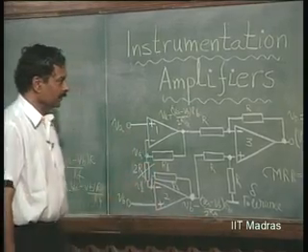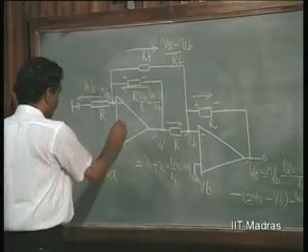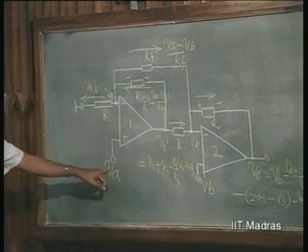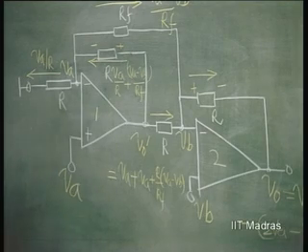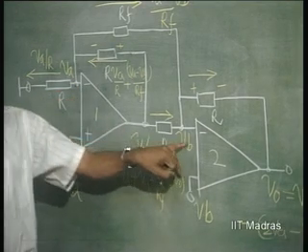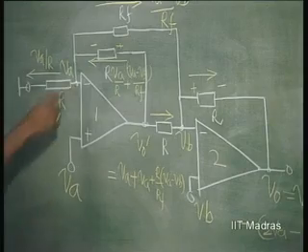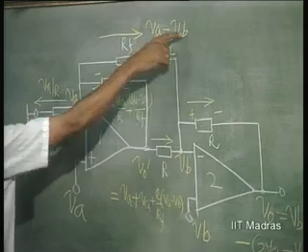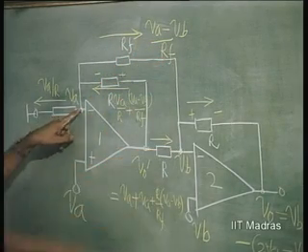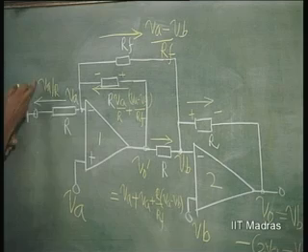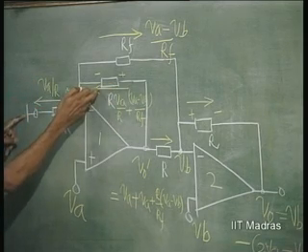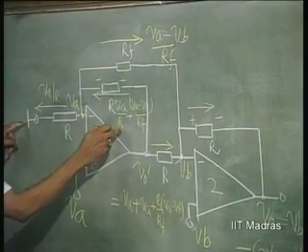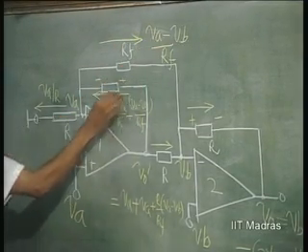Now, another instrumentation amplifier which uses only 2 amplifiers, 1 and 2, is shown here. VA is applied here, VB is applied here, and therefore, this voltage is VA and this voltage is VB. So, since this is VA and this is VB, the current in this is VA minus VB by RF. The current in this is VA by R. So, the total current in this is VA by R plus VA minus VB by RF.